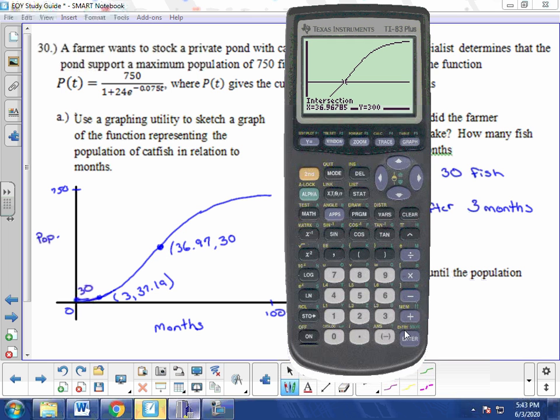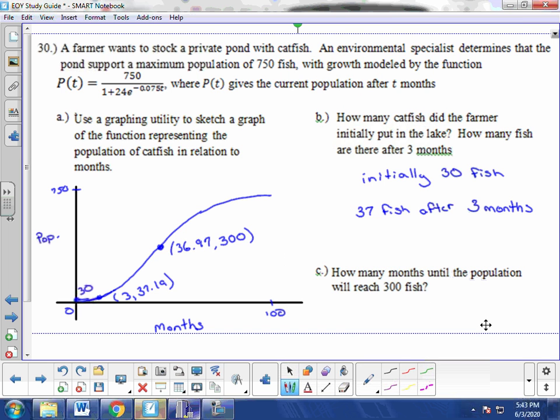300. So 36.97 months would be okay. If you went ahead and round this up to 37 months, I would take that as well, or something towards the end of the 36th month.